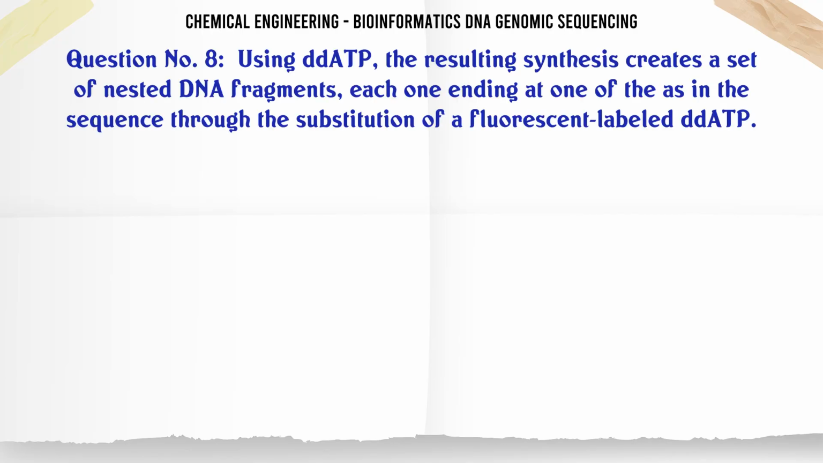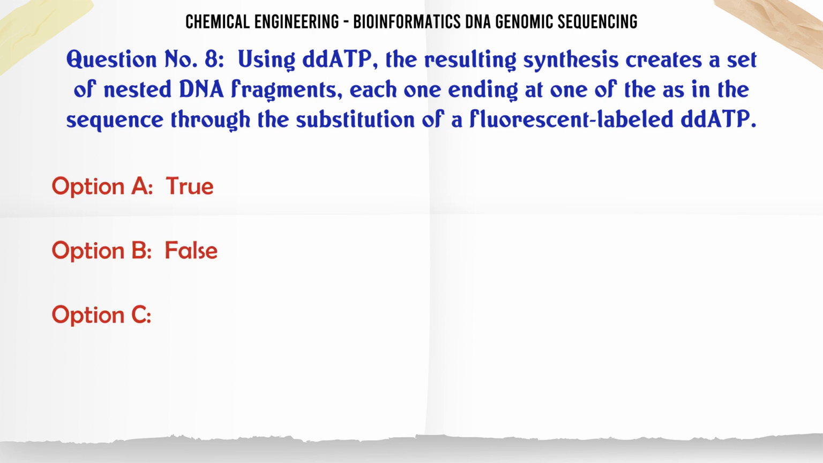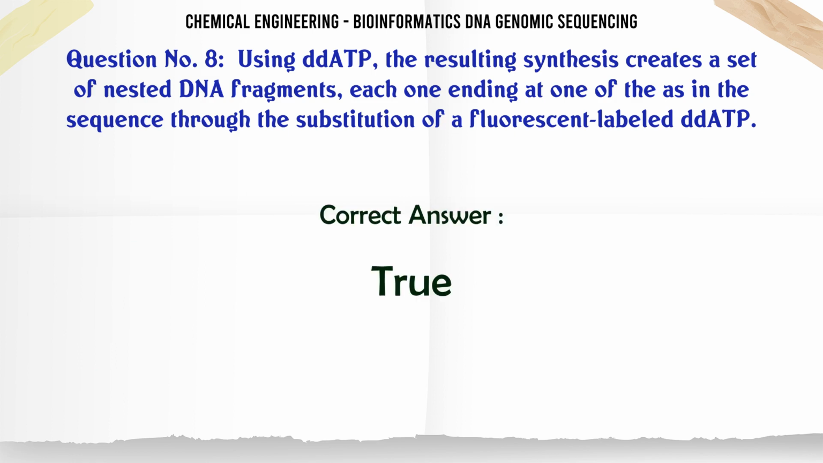Using ddATP, the resulting synthesis creates a set of nested DNA fragments, each one ending at one of the As in the sequence through the substitution of a fluorescent-labeled ddATP. A. True, B. False. The correct answer is true.